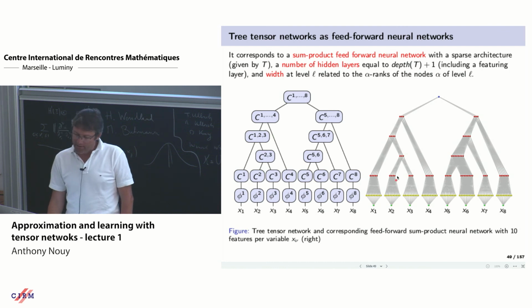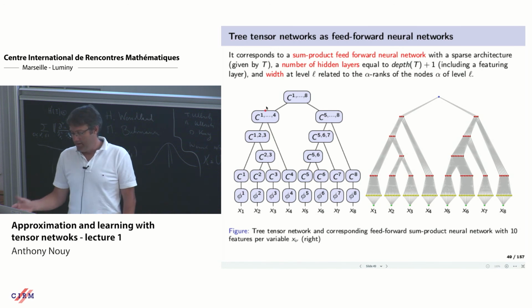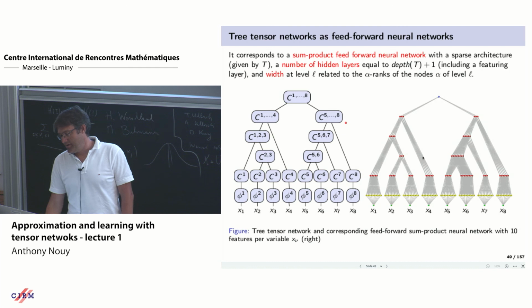And results in the tensor literature allow us to say a few things about the properties of these neural networks. Some results on tensor networks have been used to say something about the properties of these things.